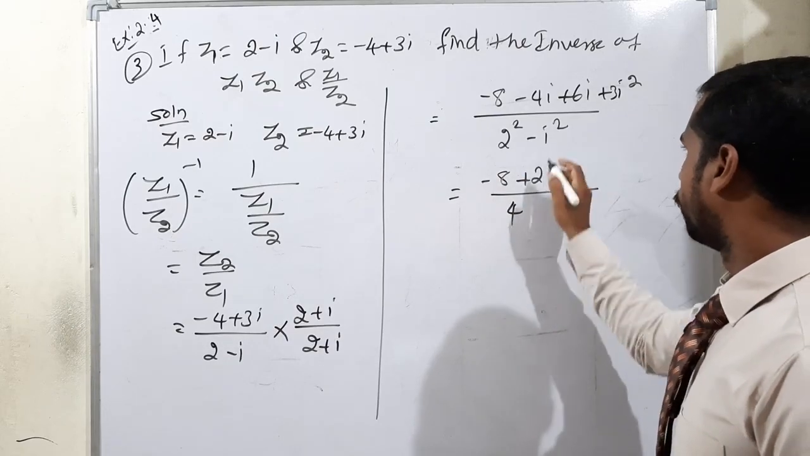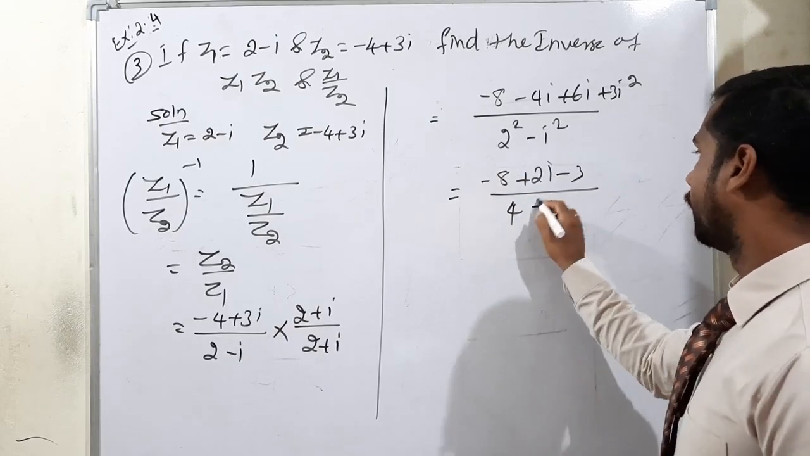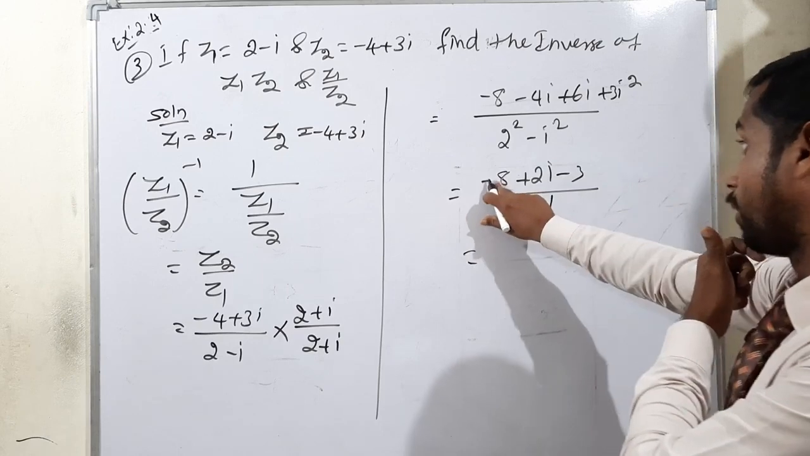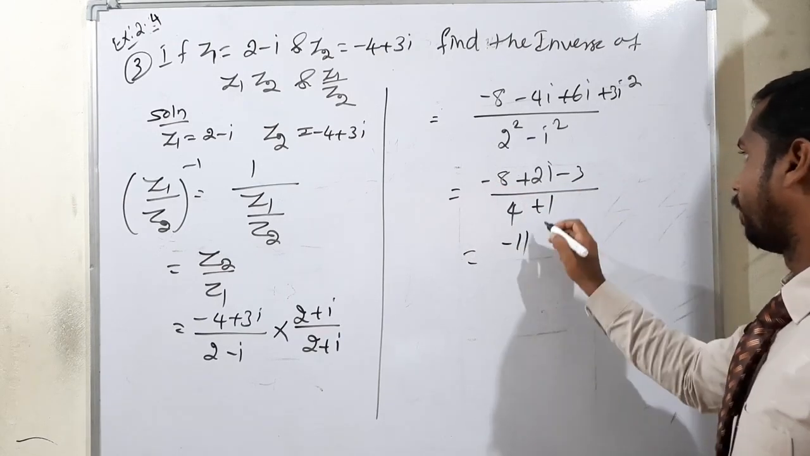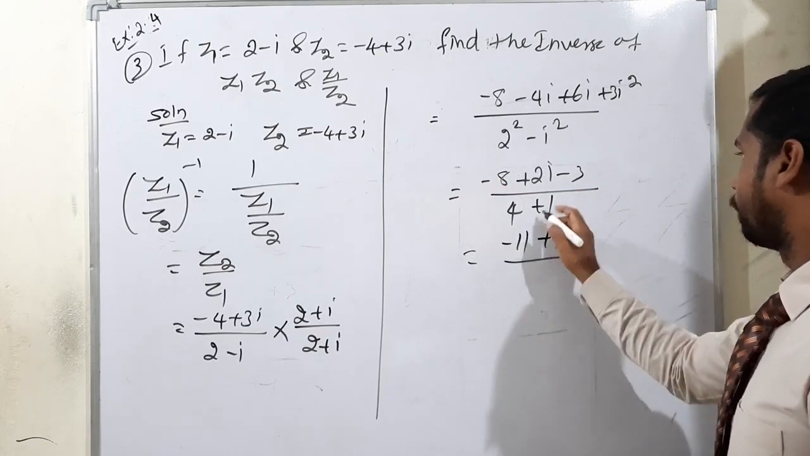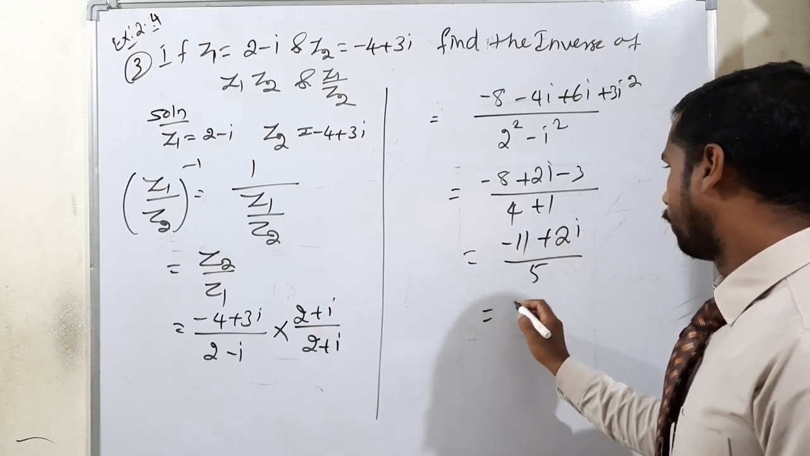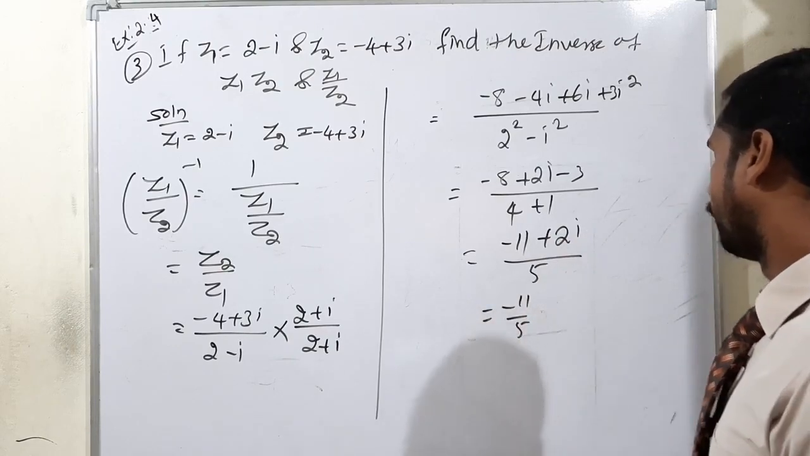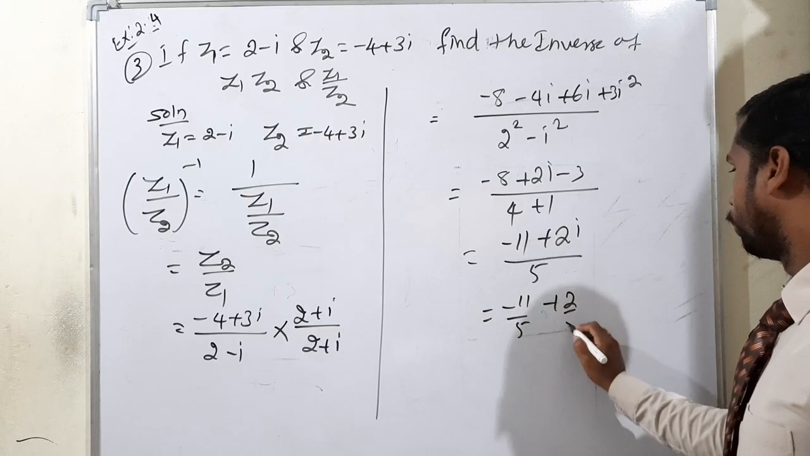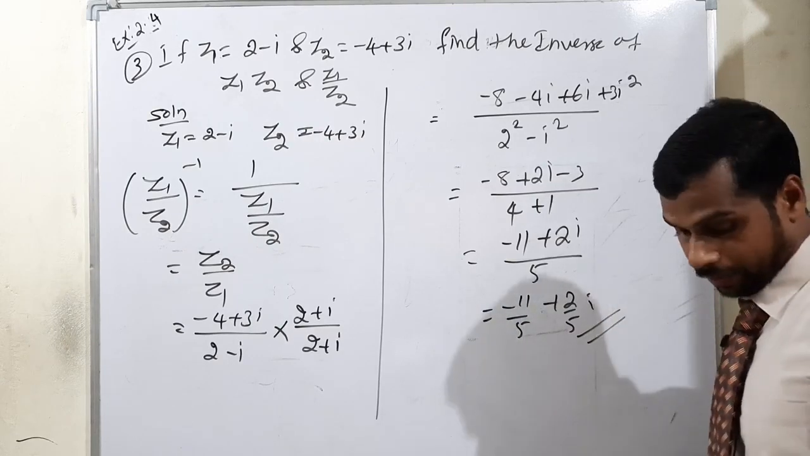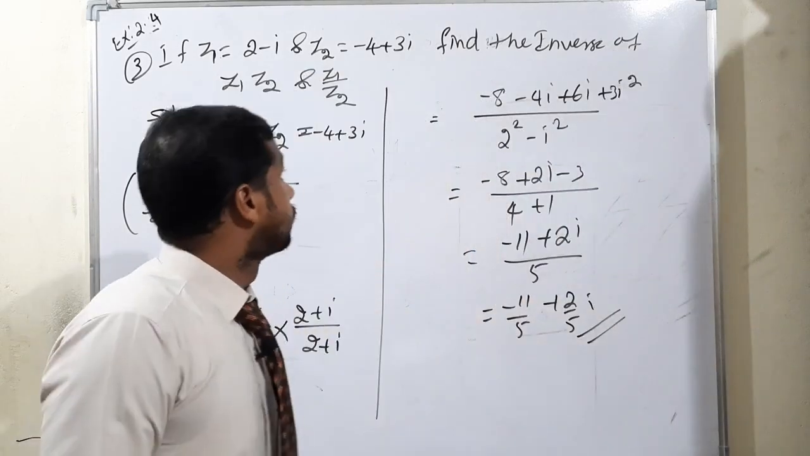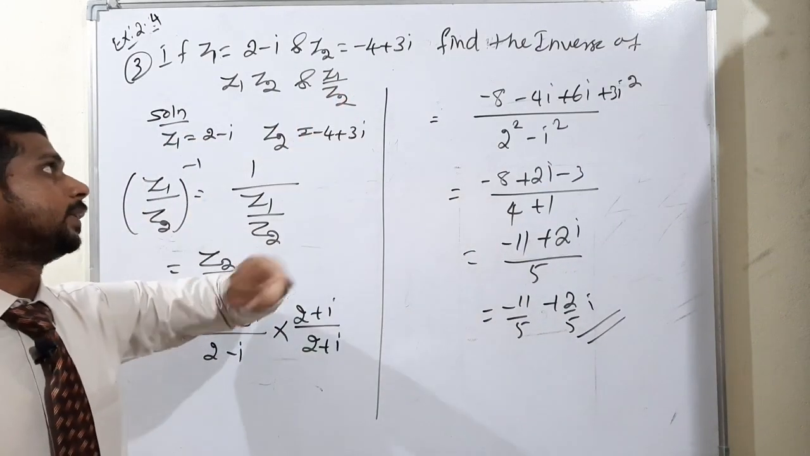2 square means 4, i square means minus 1, we have a common minus, then plus 1. Then the numerator is minus 8 minus 3 means minus 11 plus 2i divided by 4 plus 1, which is equal to 5. Therefore minus 11 by 5 is the real part, then 2 by 5 i is the imaginary part. Okay, this is the second part, the inverse of Z1 by Z2.